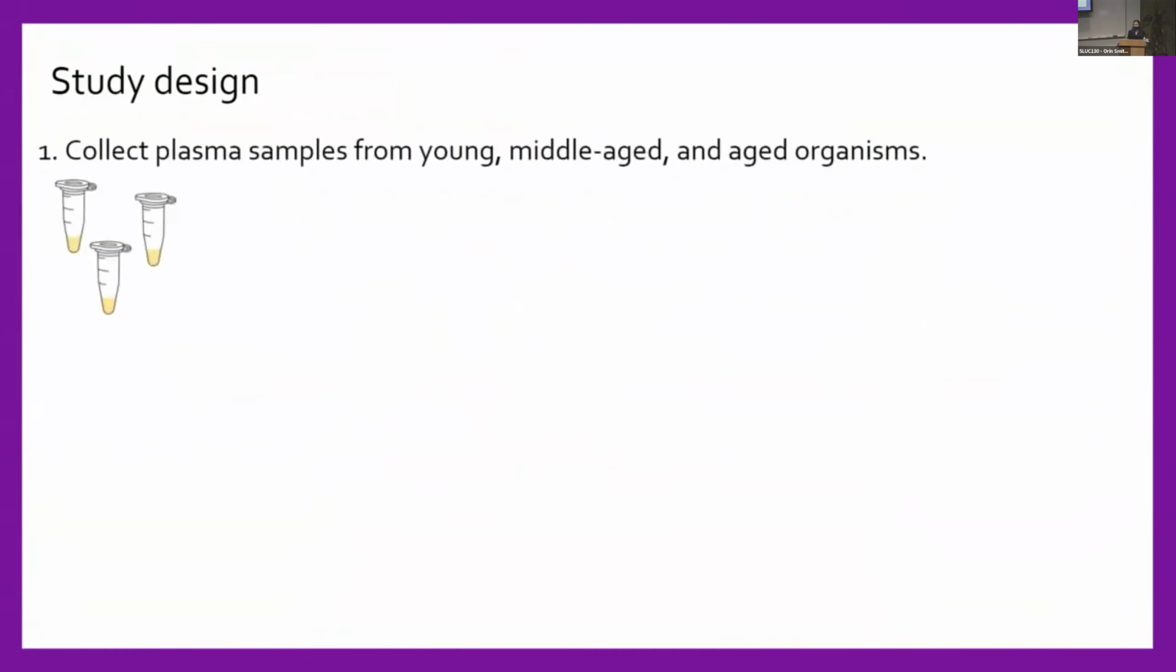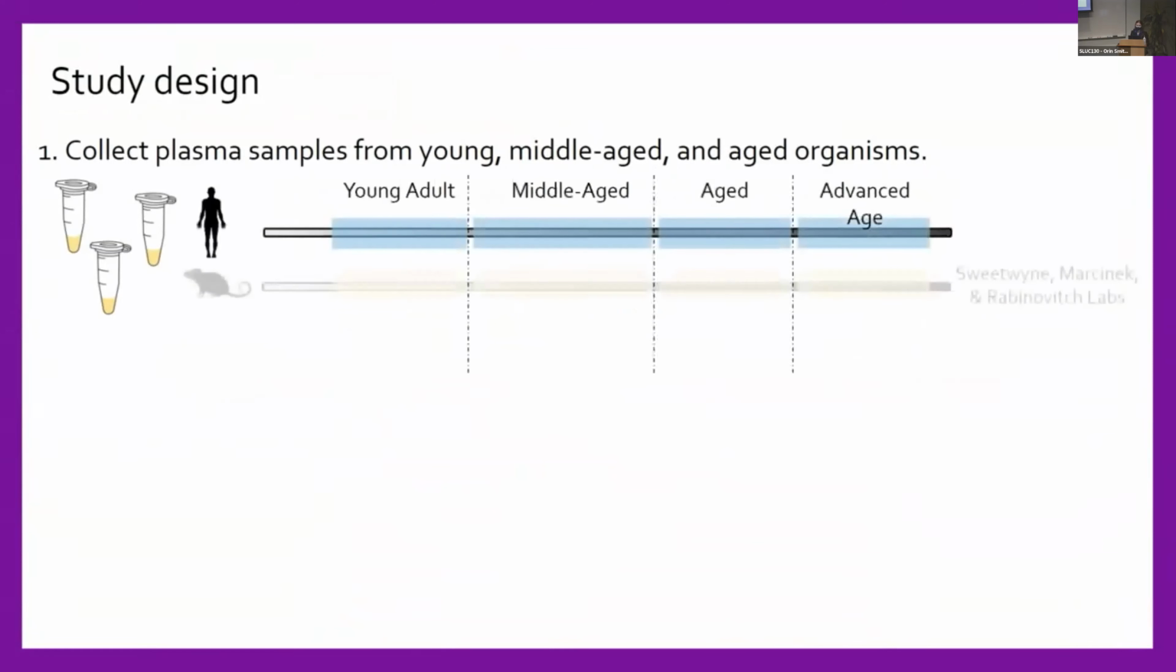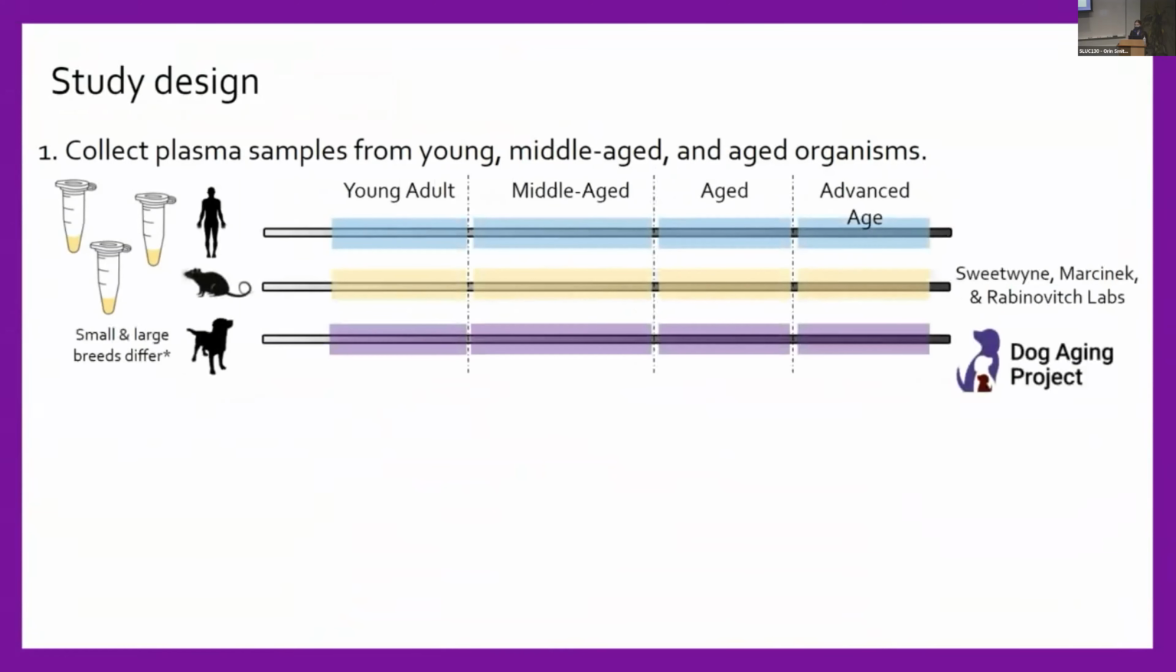Okay, so in order to do this, we need to collect plasma samples from young, middle-aged, and aged organisms. And so I've already told you, we have humans, mice, and dogs that we're interested in looking at. And I want to just take a moment to call out our collaborators who've been very generous in providing plasma from mice and dogs. From mice, we're working with the Sweetwine, Marcinek, and Rabinovich labs. And for the dog aging project, they have already been kind enough to provide us with some preliminary dog plasma samples to get this work started.